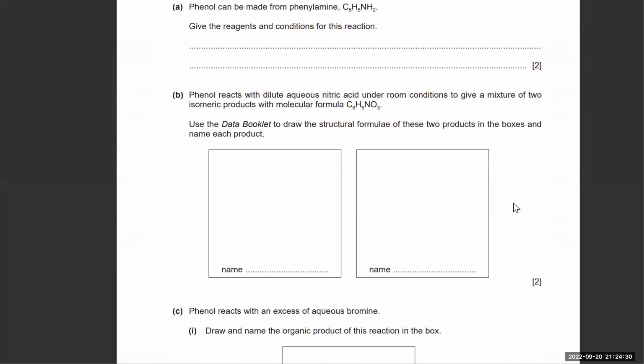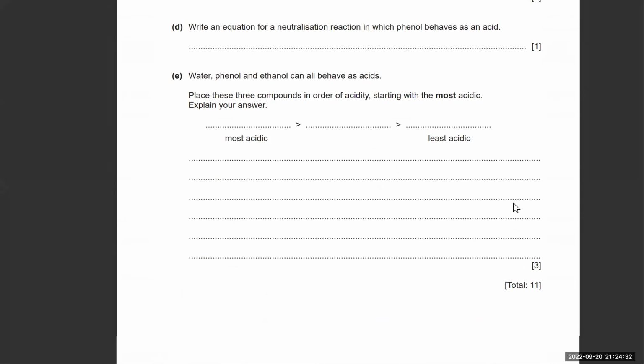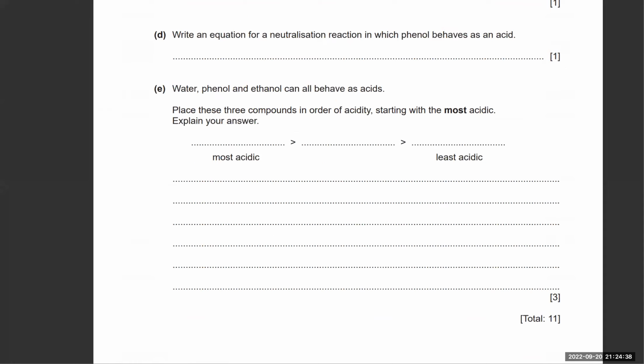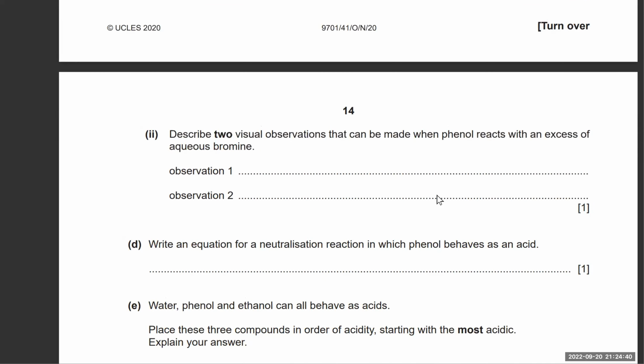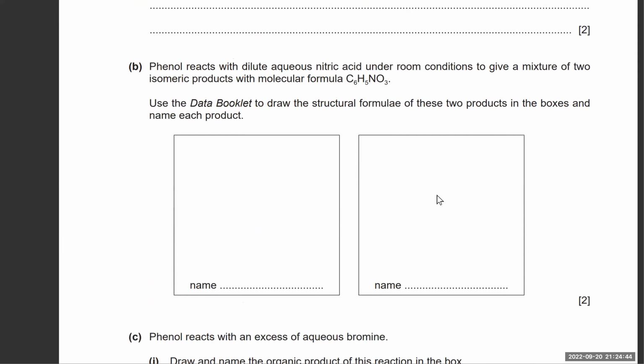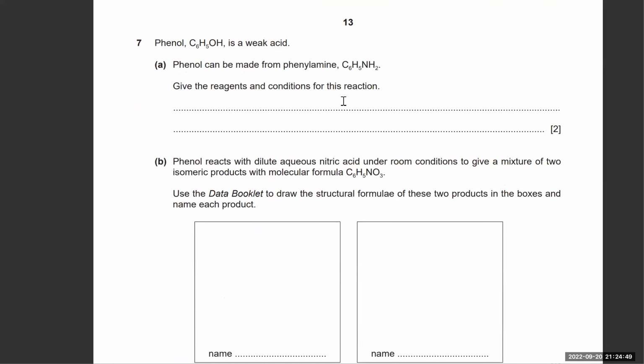So transition metals, still transition metals. Same thing. Who's acidic, who's not acidic? There are actually a few reactions like this one. So they're saying that phenols can be made. So this is where the questions are. It's a weak acid. Phenols are weak acids. Remember that. Give the reagents and conditions for this reaction.